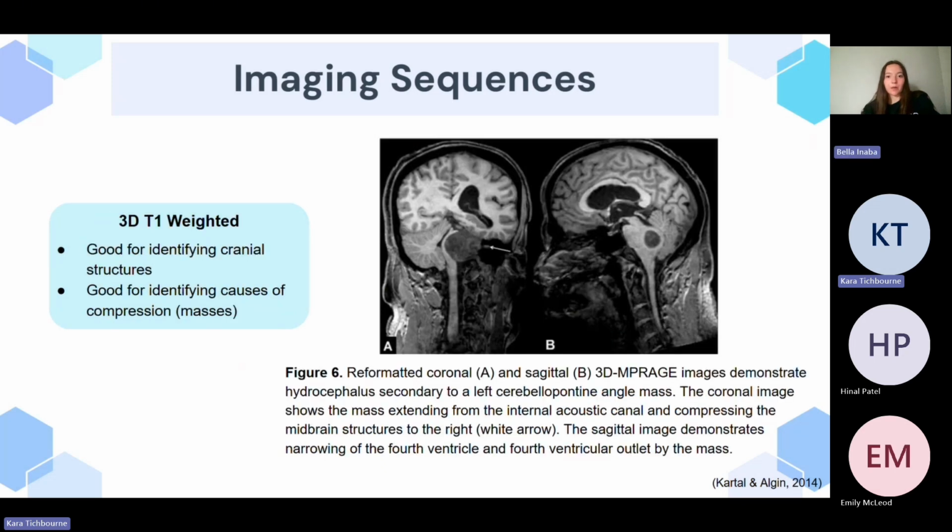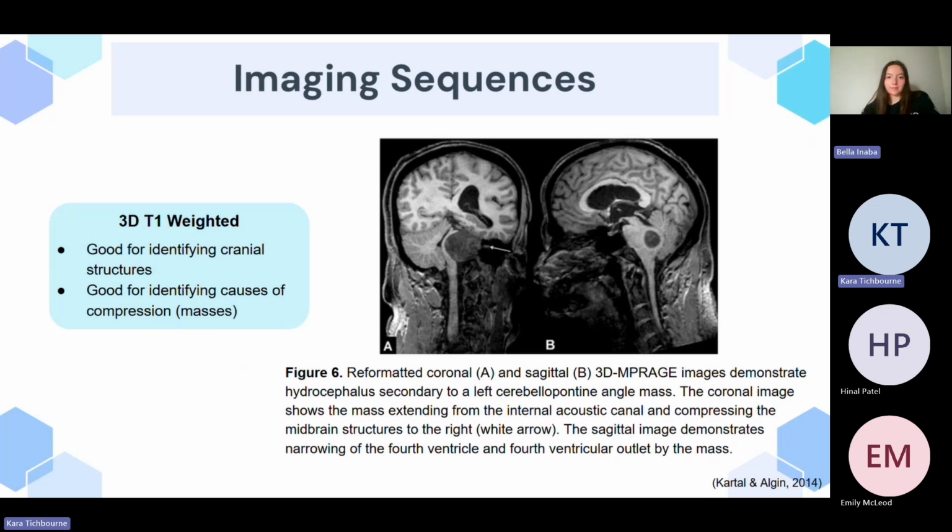3D T1-weighted imaging is helpful for evaluating brain anatomy and identifying structural causes of hydrocephalus. While T2-weighted sequences are better for showing CSF, T1-weighted images are useful for assessing masses, compression, and surrounding cranial structures. In this image, there is a left cerebellopontine angle mass. The coronal image shows the mass extending from the internal acoustic canal and compressing nearby structures. The sagittal image shows that the mass narrows the fourth ventricle and fourth ventricular outlet, which can block CSF drainage and lead to hydrocephalus.